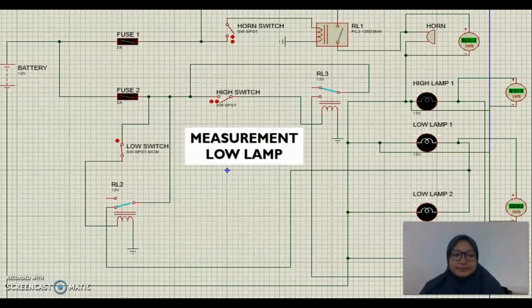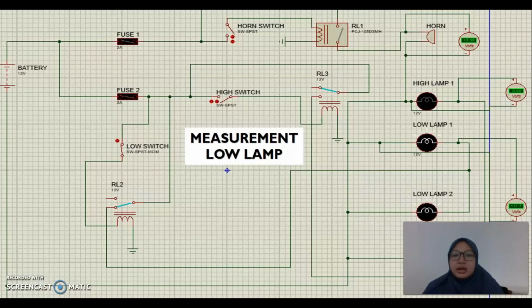Next, for measurement of the low lamp, when the low switch is connected or turned on, each low lamp will have a voltage measurement of 11.7 volt. And as for the high lamp, the switch is not connected, so the value for each high lamp is equal to 0 because the switch for the high lamp is switched off.